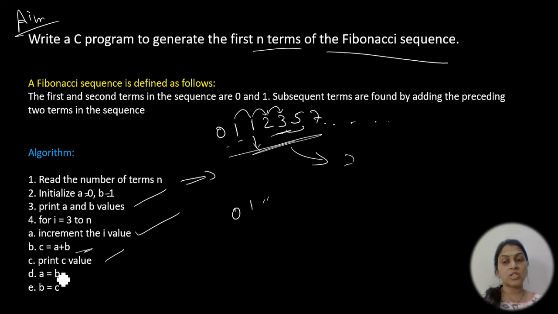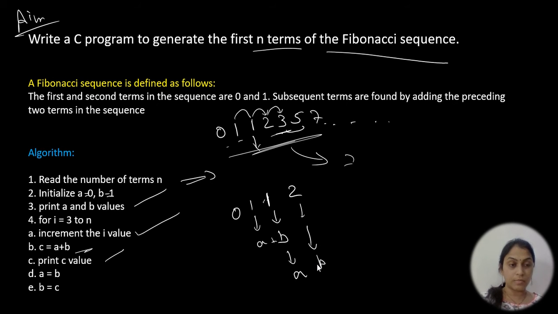Now the B value becomes the A value, and the C value becomes the B value. Again you increment I and add A plus B. Whenever I add A plus B, the value is stored in C. Print the C value. Now again change: the B value becomes the A value and the C value becomes the B value. Like that you have to swap the numbers.